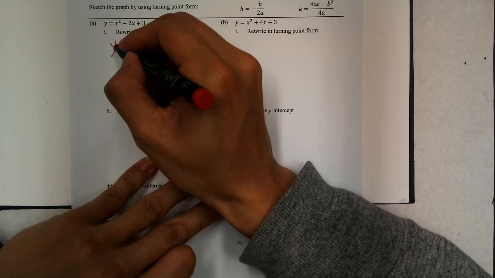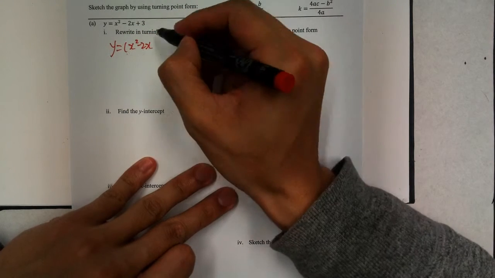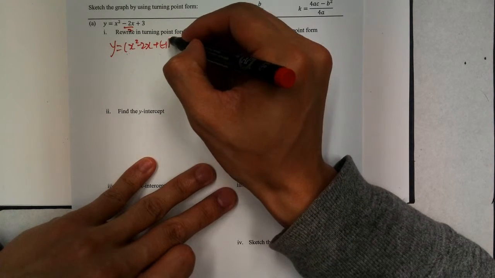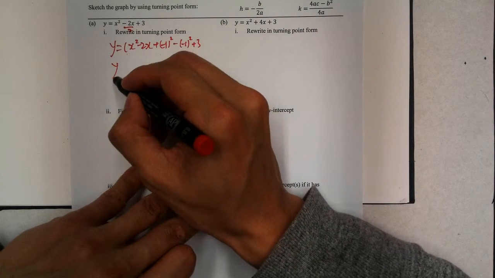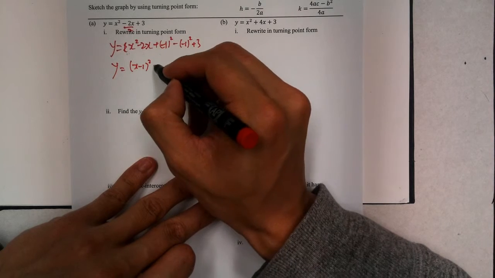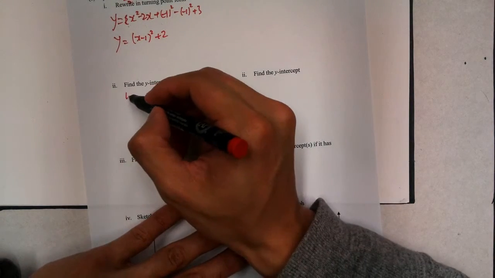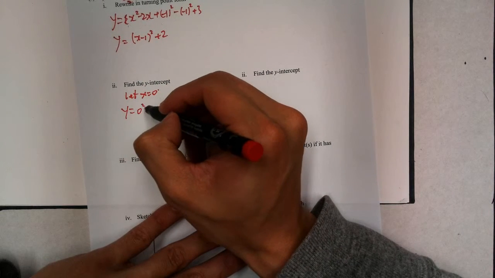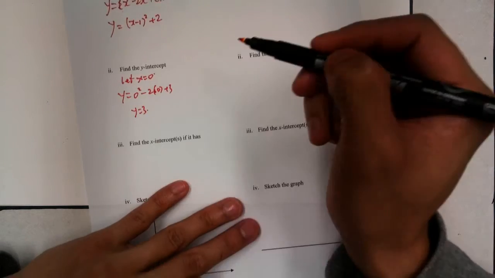So y is equal to x squared minus 2x plus 3. We need to halve the coefficient, so it's plus negative 1, x squared minus negative 1 squared plus 3. So y is equal to (x minus 1) squared plus 2. Now the y-intercept is just letting x equal to 0. So y is equal to 0 squared minus 2 times 0 plus 3. y is equal to 3.